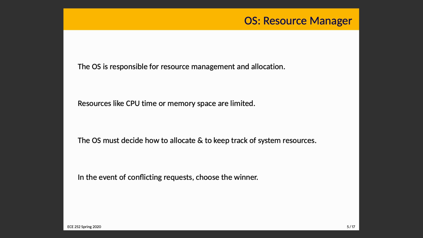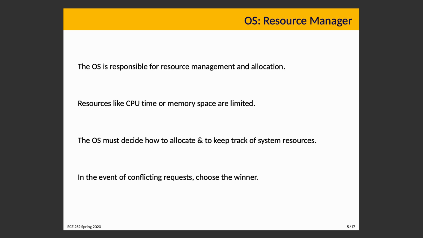Even if you have a tremendous amount of memory and you're not worried about running out overall, there is no way that you can have two processes using the exact same space and memory unless that's intentional. There's got to be some sort of management of this. So the operating system has to decide how to allocate resources. That requires also keeping track of system resources and cleaning them up when they're no longer needed. And in the event of conflicting requests, making a determination about what gets to happen next.